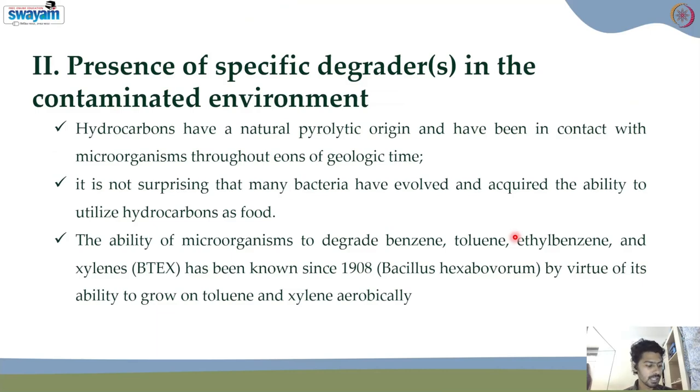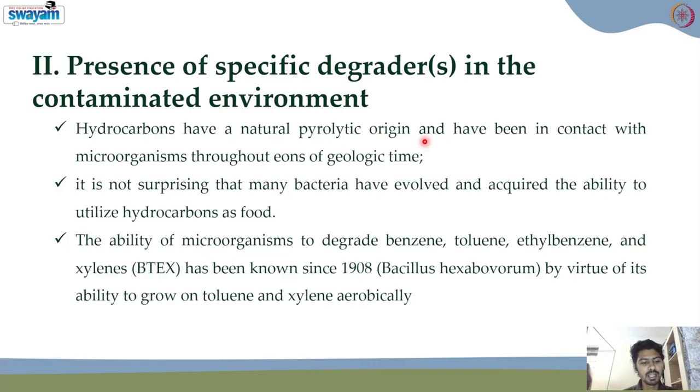And the second principle is the presence of a specific degrader in the contaminated environment. So there should always be a specific microbial degrader in pollution cleanup. So here you can think of the microorganism like a chef. They cook and eat certain dishes, right? So likewise, in the polluted environment, the microorganism acts as a degrader.